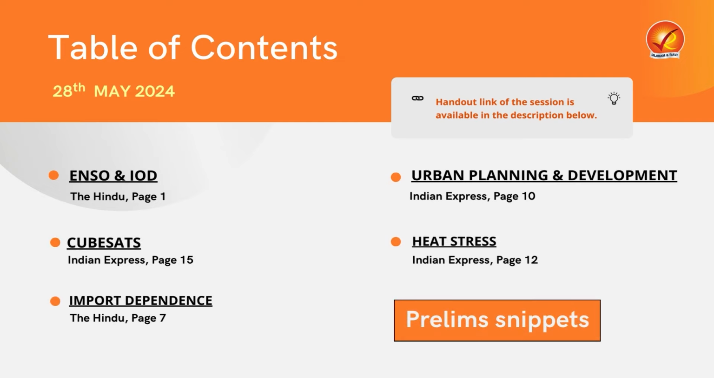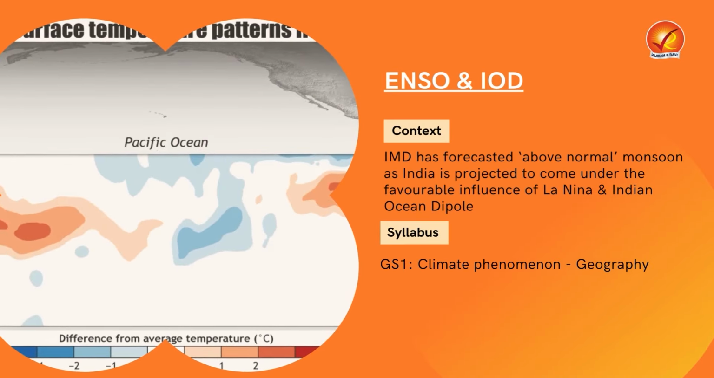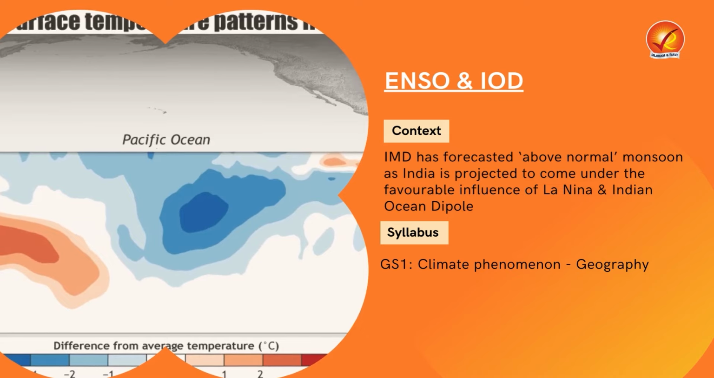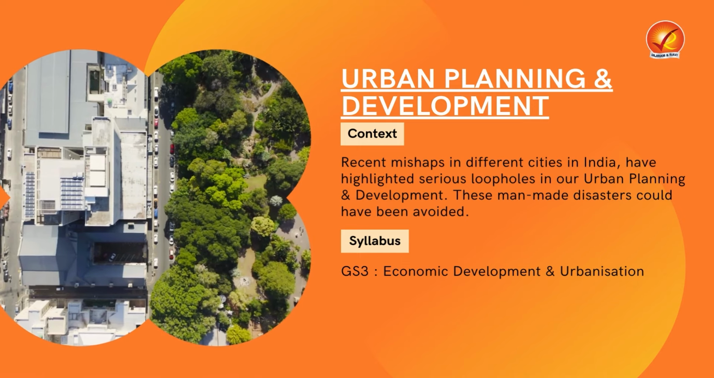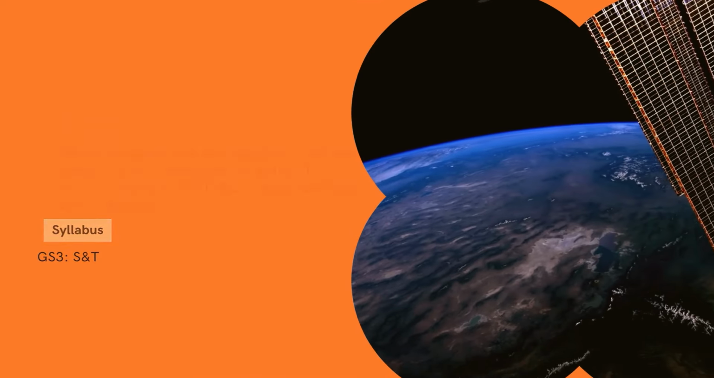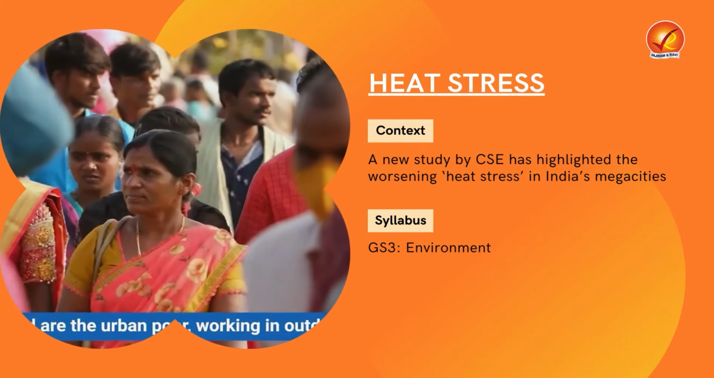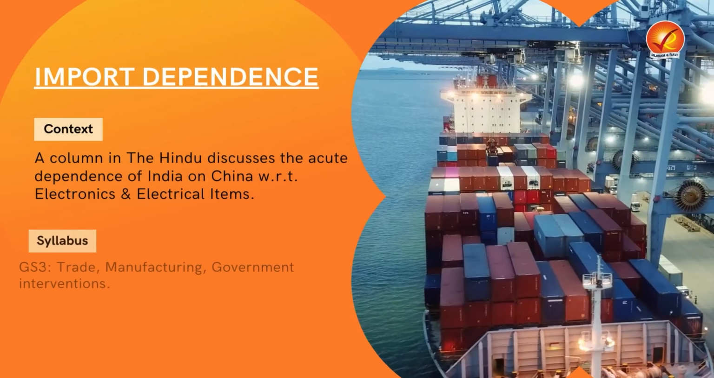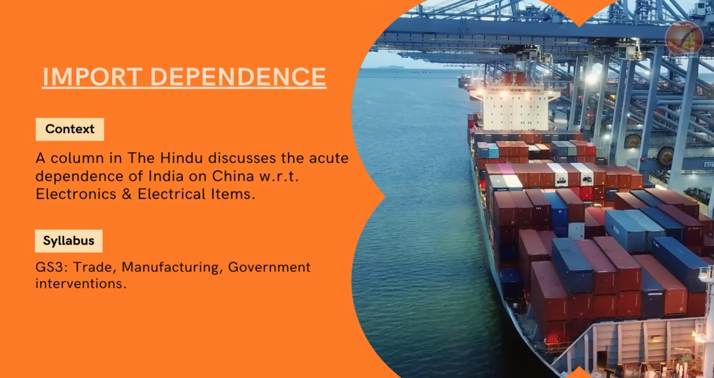We will try to comprehensively analyze 9 articles from The Hindu and the Indian Express, especially from the perspective of the UPSC Civil Service Examination. The first article is related to the climatic phenomena of El Nino Southern Oscillation and Indian Ocean Dipole. The second article deals with the issues with respect to urban planning and development in India. The third article is related to the concept of CubeSats. The fourth article deals with heat stress in India's megacities. The fifth article is with respect to the high import dependence of India on Chinese electronic and electrical products.